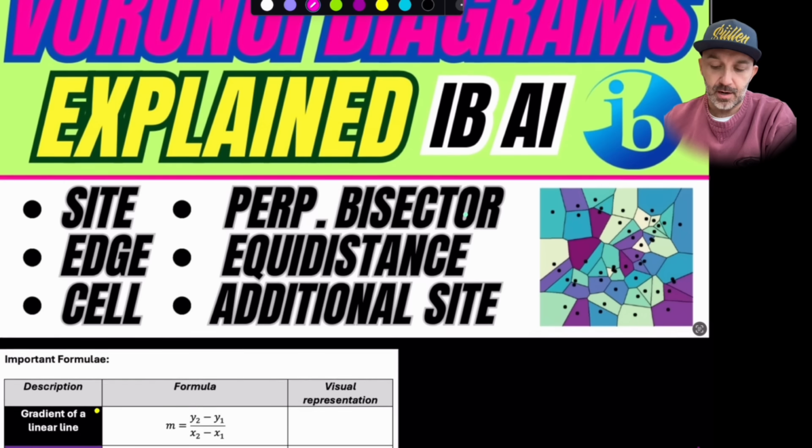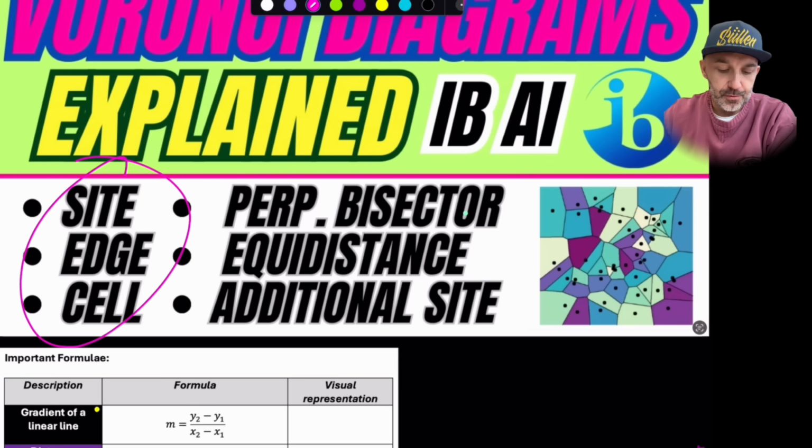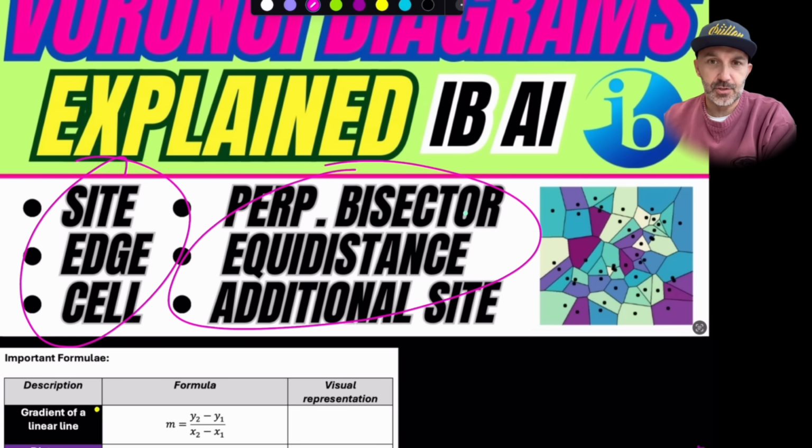Voronoi diagrams are made up of basically cells, and in those cells are sites. So I'm going to go through in this first part of the video what the terminology is: sites, edges, cells, perpendicular bisectors, what equidistance means, and additional sites. Then we're going to look at some exam style questions. So let's get straight into it.